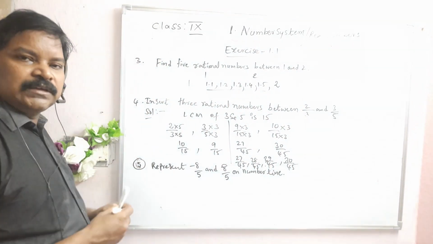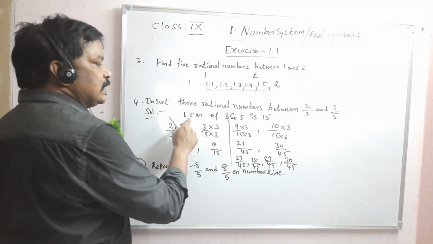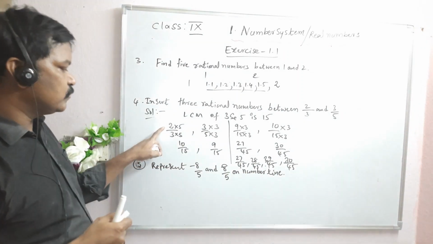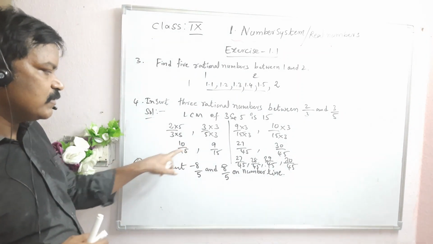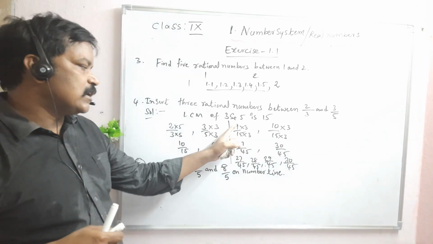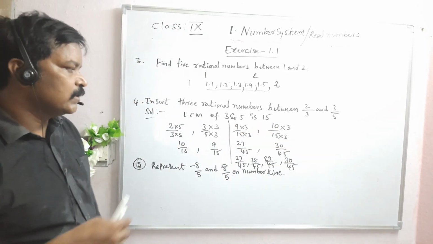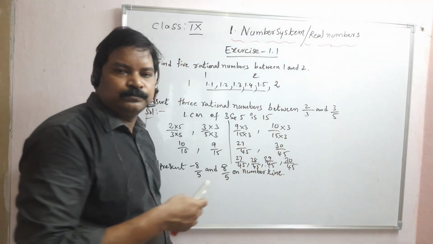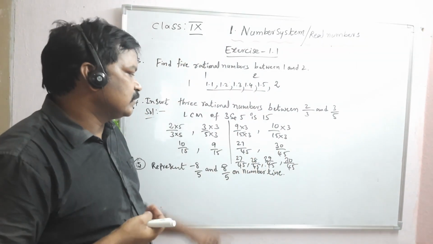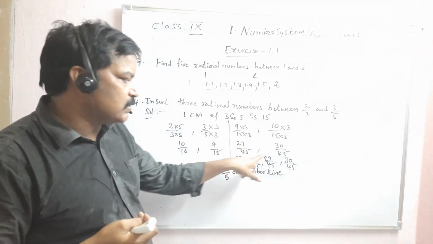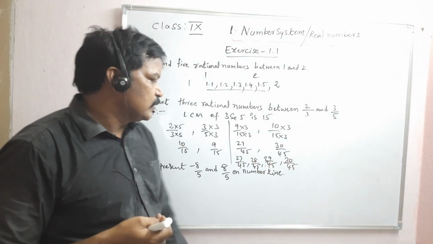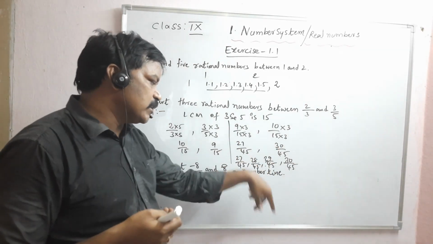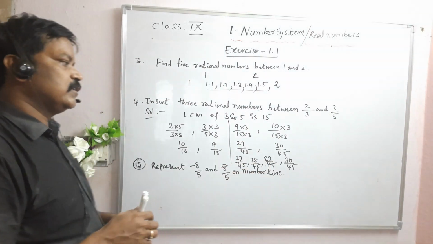Understand? Let me explain. First we find the LCM of 3 and 5, that is 15. So we change it into like fractions, that means 10 by 15, 9 by 15. Just I am multiplying with 3, 3 here, here also 3, 3. You can multiply with the same number. That means 9 3s are 27 by 45, 10 3s are 30 by 45. So between 27 and 30, what are the numbers? 28 and 29. That means 28 by 45, 29 by 45.